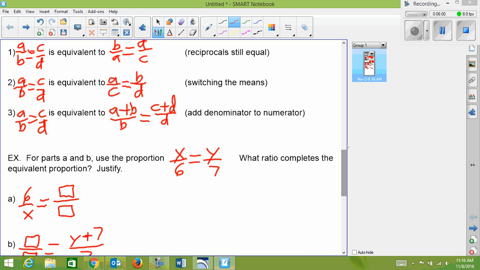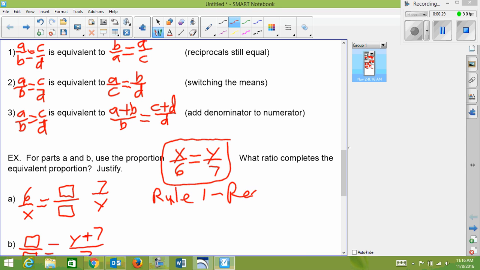So if I have 6 over x, if you look at the original proportion here, it said x over 6. So what did they do? They flipped it. So then guess what? I have to flip the second part. So it's going to equal, and I don't want to try to write inside those boxes, it'll get too messy, 7 over y. Which rule did I use? I used the reciprocal one. So rule 1, could you say that? Rule 1, which was the reciprocals, still equal.